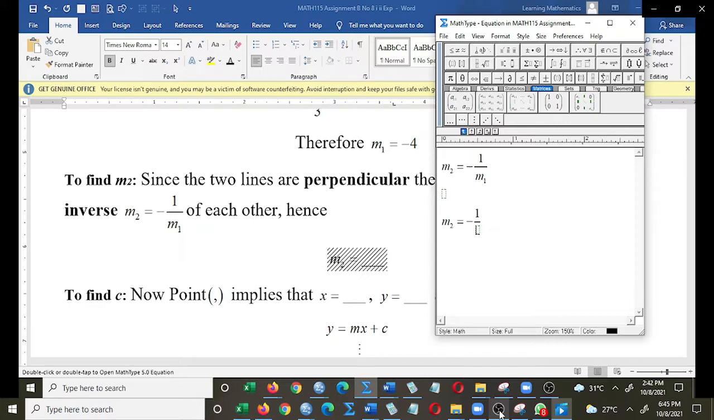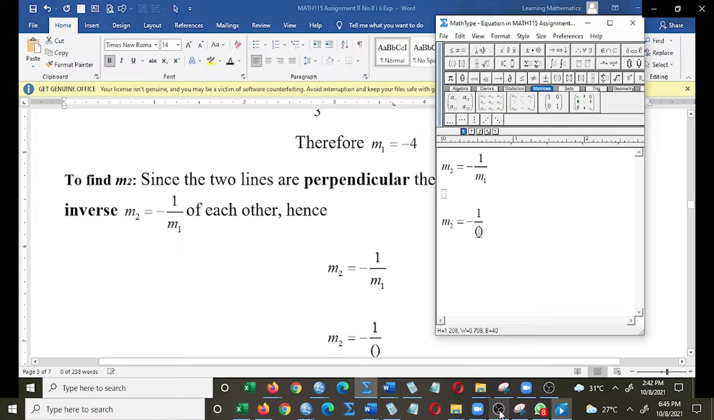1 over something. Normally it is wise to use brackets. You're going to put something in a cup, in a basket. 1 over something. What comes in that basket? M1, right? M1. And what is M1? 4. -4. Negative 4. Okay.